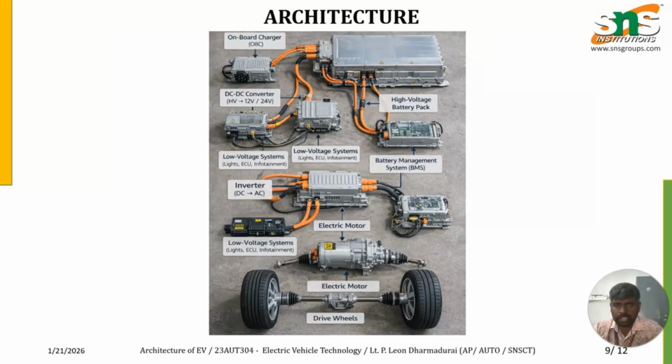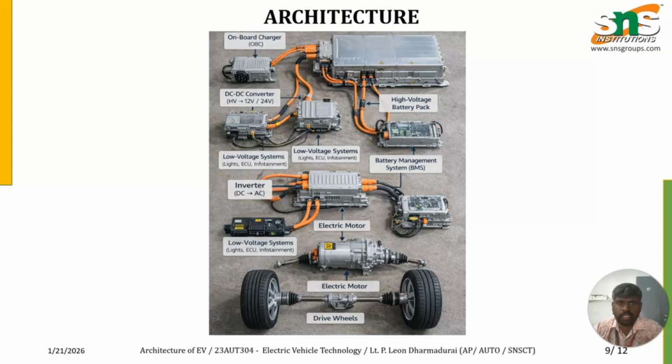Here you can see the real components. In the previous slides, we saw only the layout form, and here are the original components. The onboard charger is available, and from that onboard charger the battery is charged. From the high voltage battery pack, you can see that orange wires have been used, which indicates that high voltage is involved in this system.